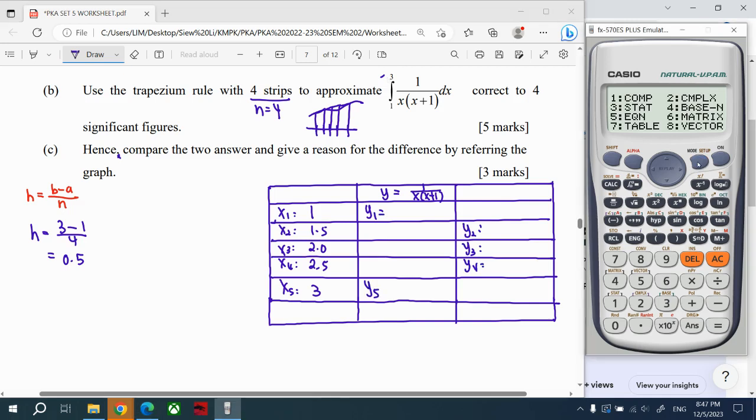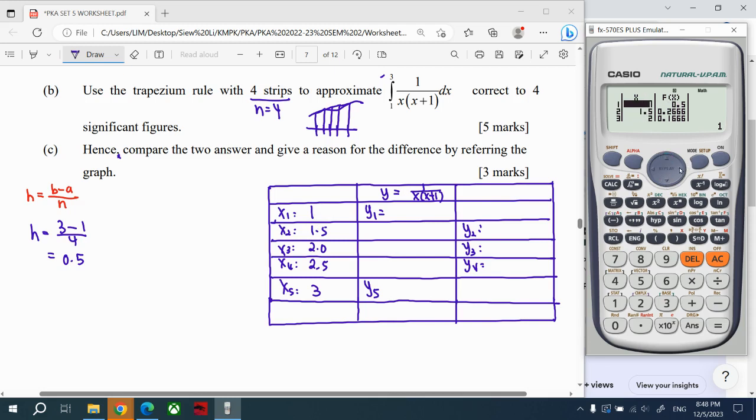So look at your mode, find table, and then we're going to key in this function, which is 1 over alpha x in bracket alpha x plus 1. Then we press equal. Start with the lower limit 1, and the upper limit, which is 3. So the step is the height of the trapezium, which is 0.5. So you can see this is our x ordinate. We can double check. Yes, 1, 1.5, 2, 2.5, 3.